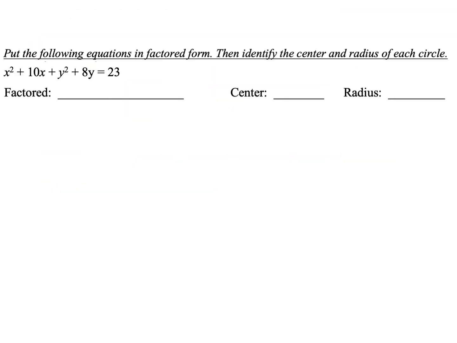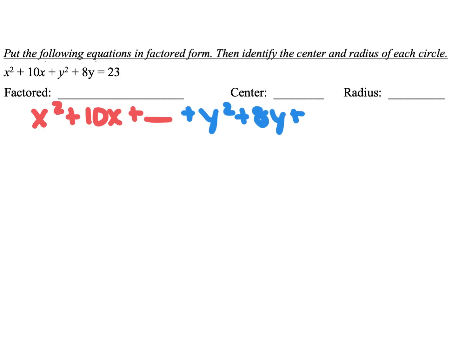So for this problem, I'm going to continue what I did in the last question. So I have x squared plus 10x plus something for the x part. The y part is y squared plus 8y plus something, and equals 23 plus the x part plus the y part.